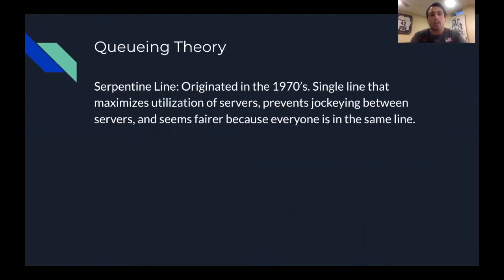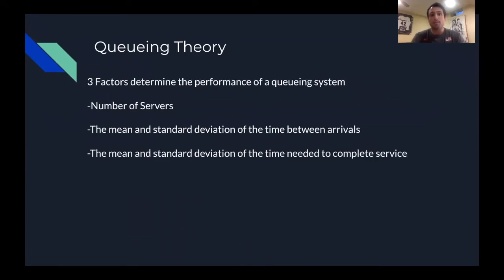First, let's look at the serpentine line. It originated in the 1970s. It was a single line that maximizes utilization of servers, prevents jockeying between servers, and seems fair because everyone is in the same line. With queuing theory, there are three factors that determine the performance of a queuing system: number of servers, which is self explanatory. The more servers you have, the more customers they can help, meaning less wait time for those customers on that line.